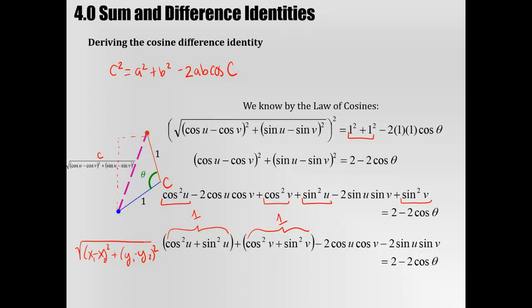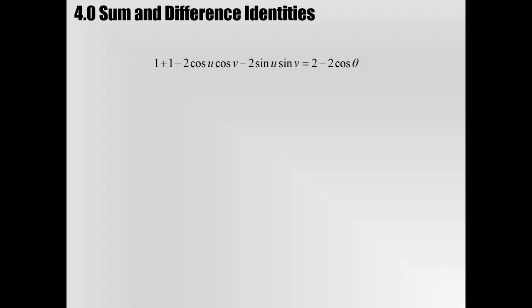And then 1 plus 1 minus 2 cosine mu cosine nu minus 2 cosine mu, sine mu sine nu equals 2 minus 2 cosine theta. Okay, so let's take that. Let's see. Right, so what just happened there? Well, this is 2. If you subtract 2 from both sides, those are going to cancel.